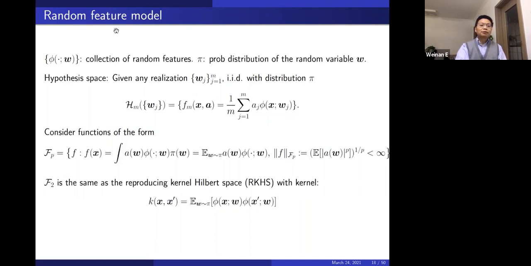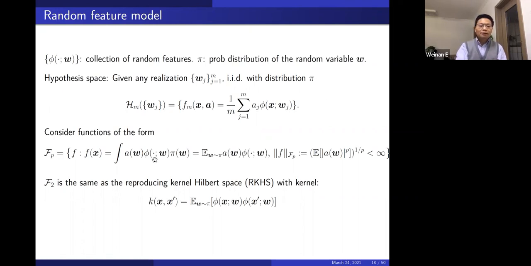By random feature model, we mean the following. Let's pick an IID realization of the distribution pi. Just pick m IID samples of the distribution pi, and form this hypothesis space, linear combinations of these random features. This is going to be our hypothesis space. The unknown parameters are just these coefficients a_j. So this is the linear space.